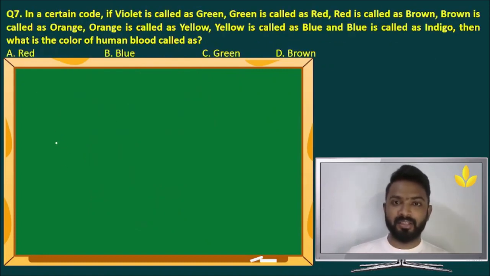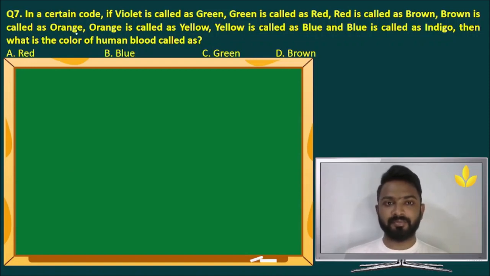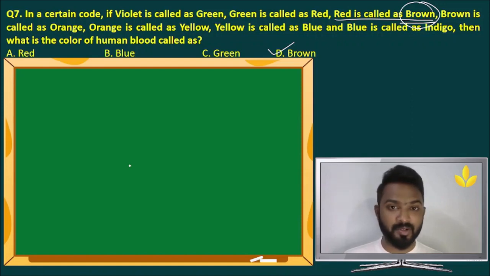Question number 7. This is a slightly different type of question. In a certain code, if violet is called as green, green is called as red, so on and so forth, then what is the color of human blood called as? Human blood is red in color, but red is called as what? Red is called as brown. The answer is brown. D is the answer.